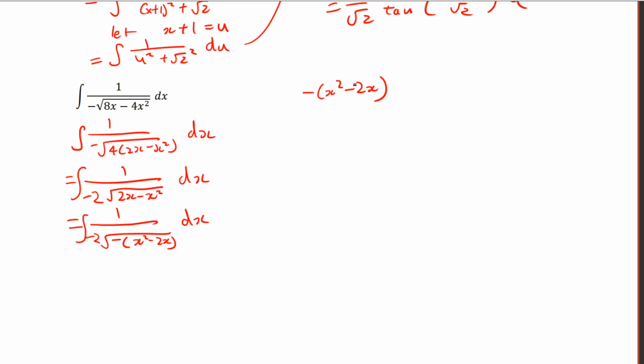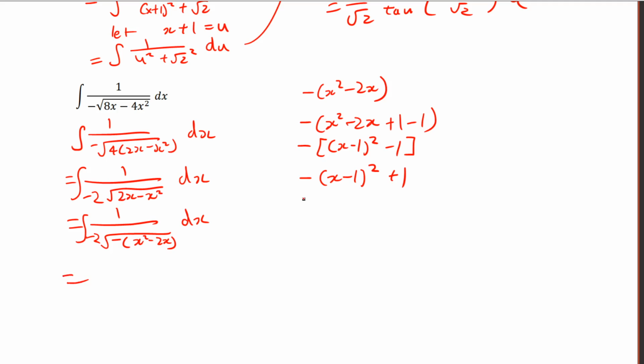I want to complete the square, so I take the coefficient of the x term, I half it and I square it. So half of negative 2 is negative 1, and I square negative 1, which gives me 1. So I add and I subtract 1. And now I have x squared minus 2x plus 1, which is a perfect square. That's x minus 1 squared, and this is minus 1. So then if I get rid of all the brackets, I'll have minus x minus 1 squared plus 1.